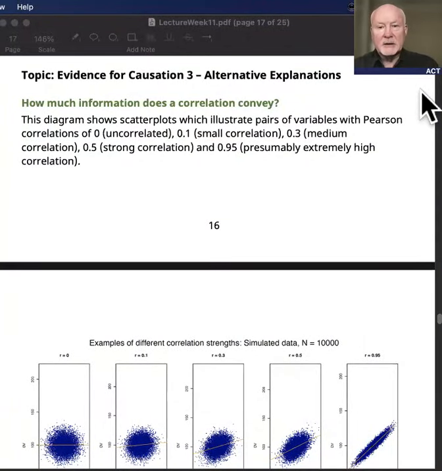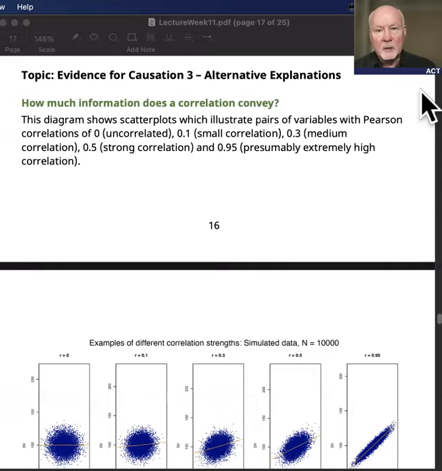We're talking about causation, and we've looked at the question of time order precedence and the importance of a strong association. We're going to move on to talk about the problem of taking account of alternative explanations or confounding variables. But to lead into that, I just want to revisit this question of how much information is conveyed by a correlation.